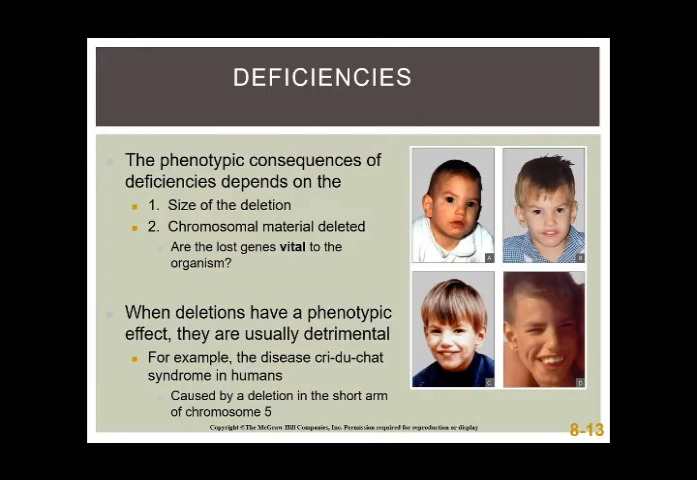The phenotypic consequences of the deficiencies depends on the size and the chromosomal material deleted. So what was in that portion which is important to life? Are they vital to the organisms? When deletions have a phenotypic effect, usually they are detrimental, in that it can bring about very bad consequences. For example, the disease Hybride syndrome in humans. It is caused by deletion in short arm of chromosome 5.